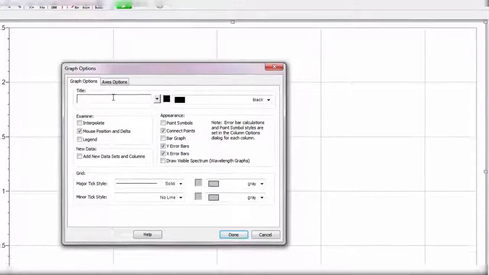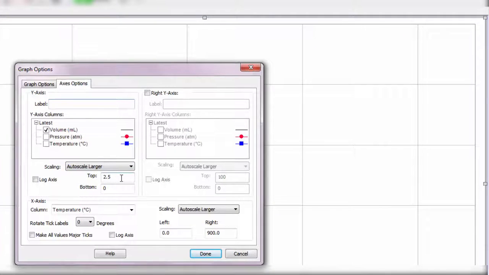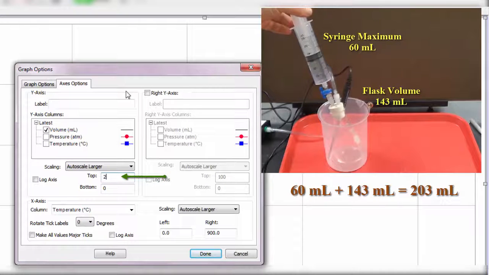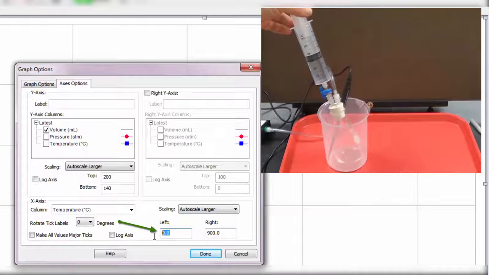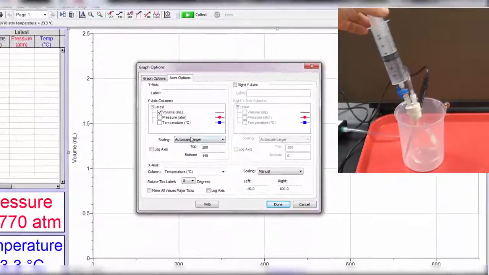We can set up the axis limits to fit within the temperature ranges and volumes we might expect. We can adjust later as necessary. Since the flask volume is 143 milliliters and the attached syringe is 60 milliliters, the maximum volume that we could run in this experiment would be a little over 200 milliliters, and the minimum would be about 140 milliliters. An ice alcohol bath will be used to get the temperature below zero, and nearly boiling water will be used for the high temperature. The limits for the x-axis will be minus 40 to 100.